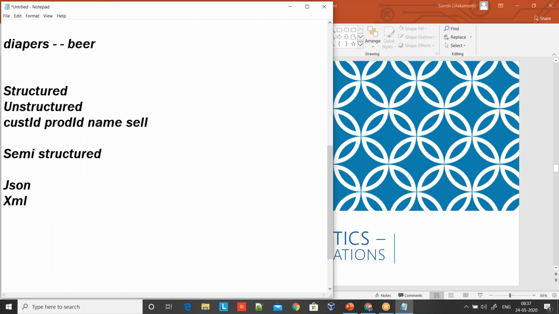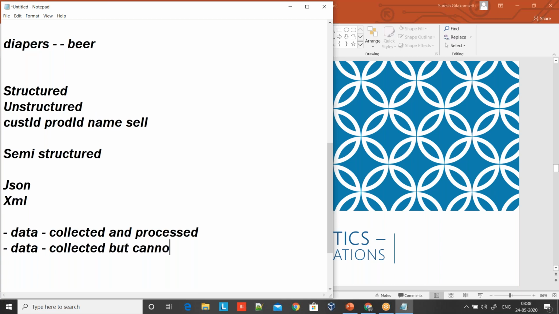Now, let me classify data in another way. Again, this is my classification. This is nowhere mentioned. Okay, based on my interactions with my customers. One is data which can be collected and processed, then data which can be collected but cannot be processed, and finally data which cannot be collected.